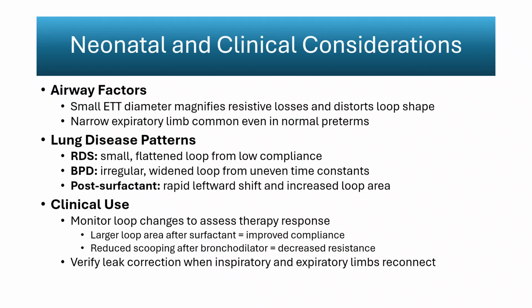When bronchodilators reduce airway resistance, the expiratory limb becomes less scooped, and peak expiratory flow increases. Leak correction is confirmed when the inspiratory and expiratory limbs reconnect cleanly at baseline, forming a closed figure once again. Because these infants have rapidly changing mechanics, reviewing the loop throughout the course of treatment provides ongoing insight into lung recruitment, resistance, and overall ventilator synchrony.